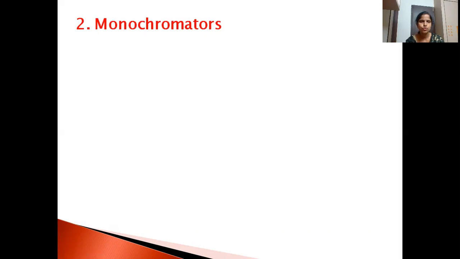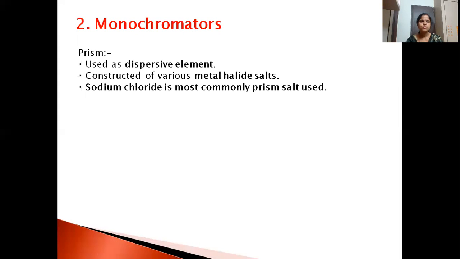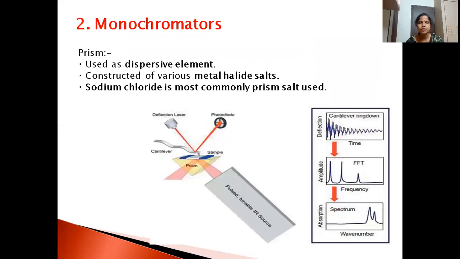The second is monochromators. The main use of a monochromator is to select a particular wavelength of light. It is used as a dispersive element, and it is constructed from various metal halide salts. For example, sodium chloride is mainly used. Here you can see the prism where the sample is loaded, and only a particular wavelength of the light comes out.